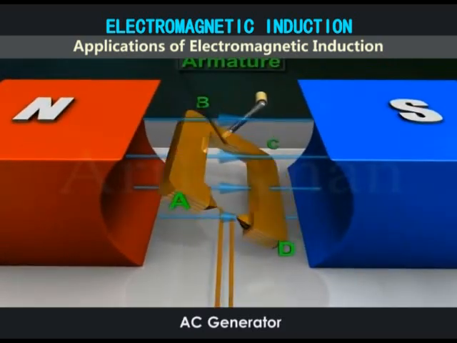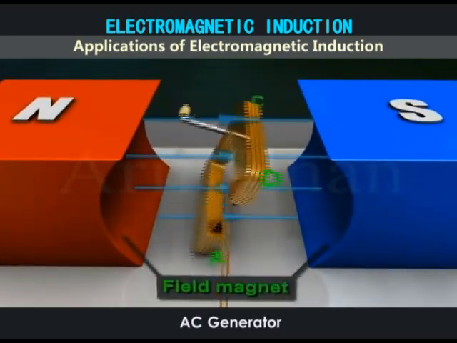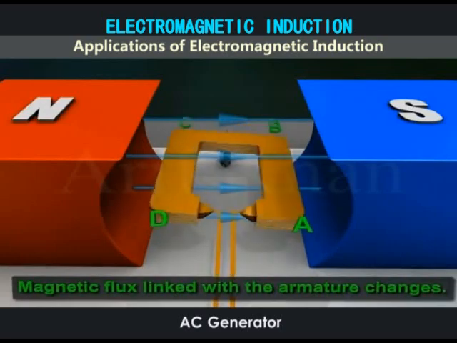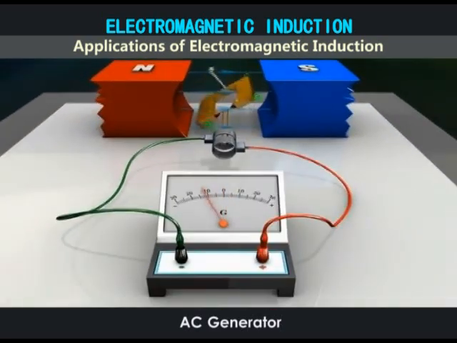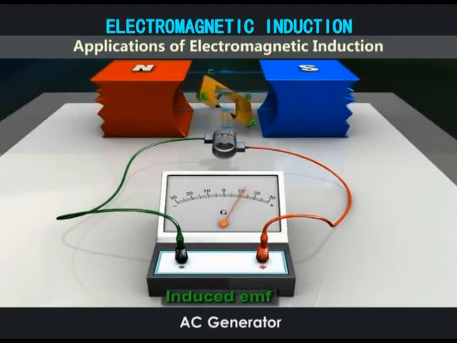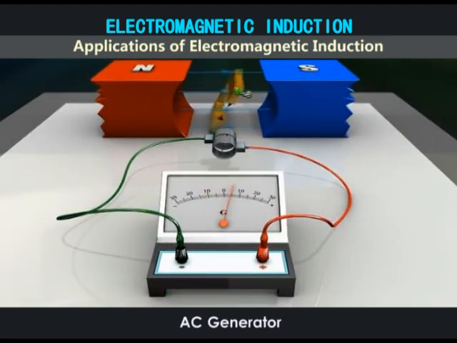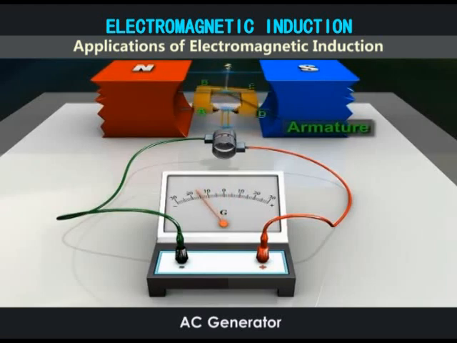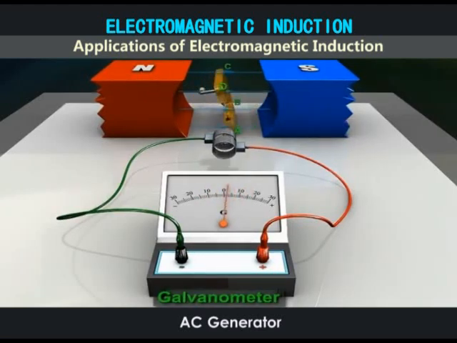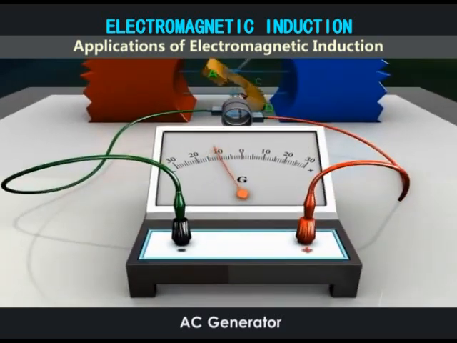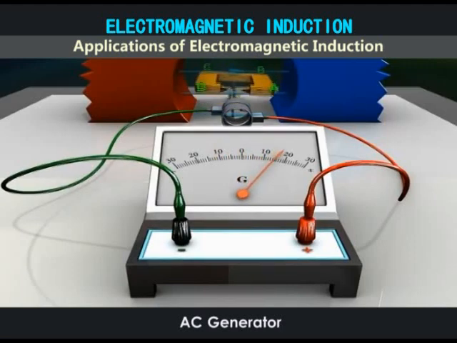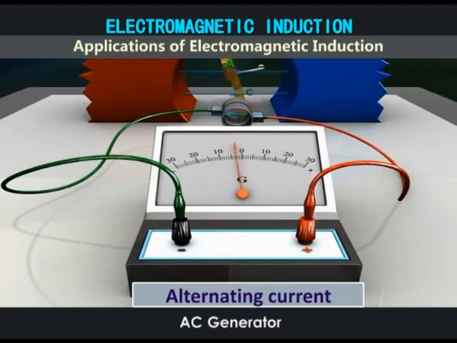When the armature rotates between the poles of the field magnet, the magnetic flux linked with the armature changes continuously. As a result, an EMF is induced in the armature. This in turn produces an electric current through the armature, the galvanometer, the slip rings and the brushes. Note that the galvanometer swings between the negative and positive value. This means that an alternating current is flowing through the galvanometer.